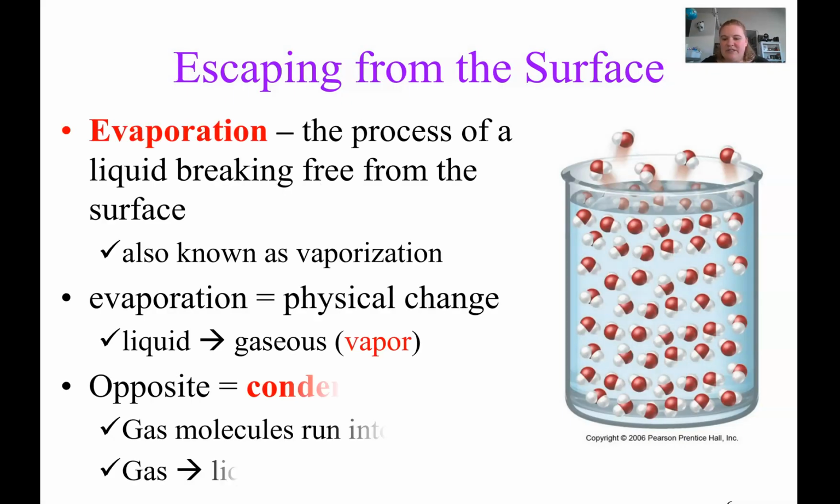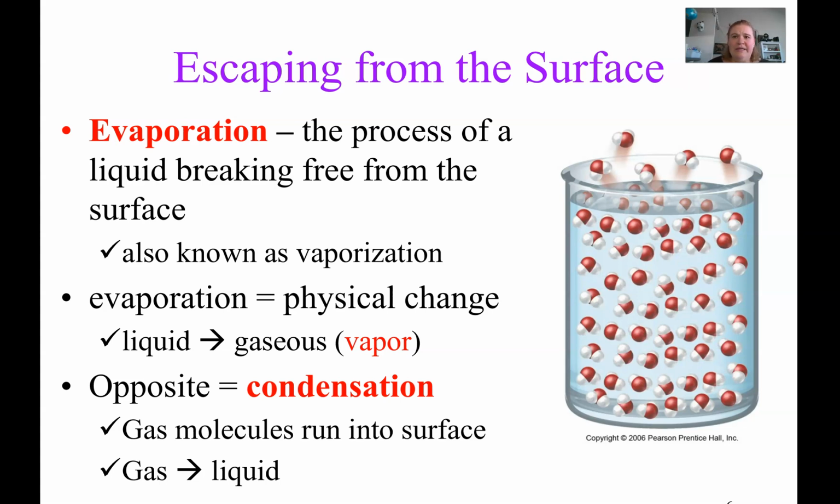We've talked about some of our phase changes: boiling, freezing, melting. We're going to talk a little bit more about them today, what's actually happening on the molecular level, and then just a little bit of math in this chapter that goes along with it. And we're starting with evaporation.